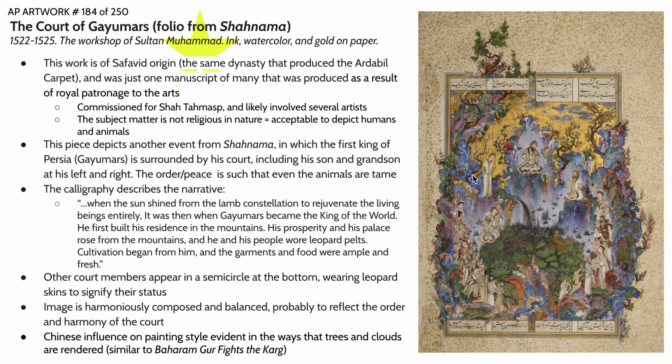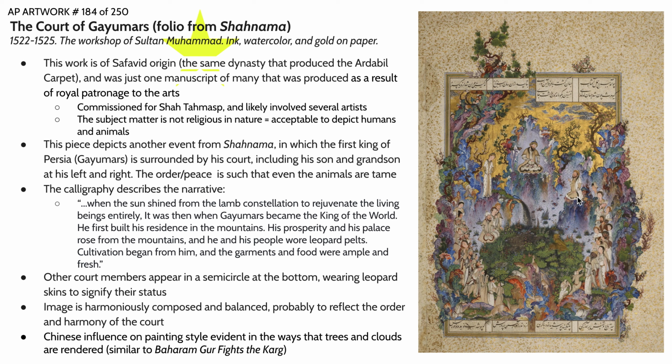So this particular narrative depicts another event from the Shahnameh, which is kind of like the ascent to power of the first king of Persia, who's known as Gayumars. He is depicted here at the upper center of this composition, and he is surrounded by his court in the semicircle right here. His son and his grandson are at his left and right here, respectively.